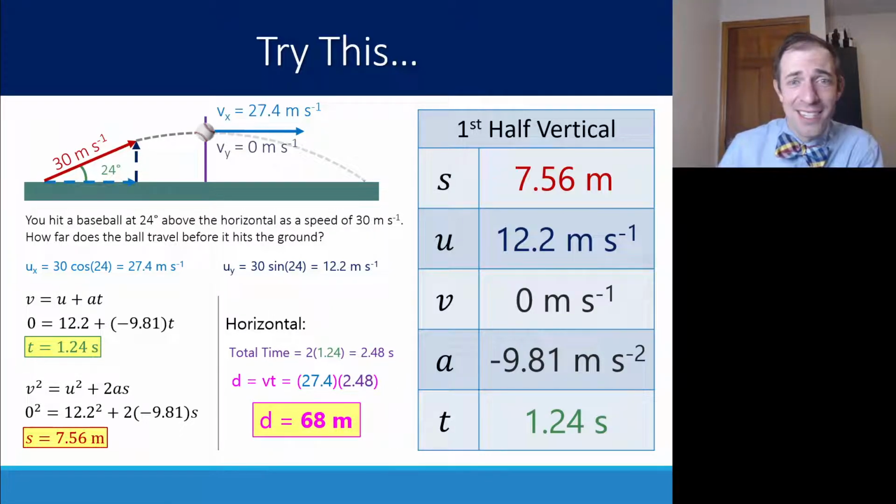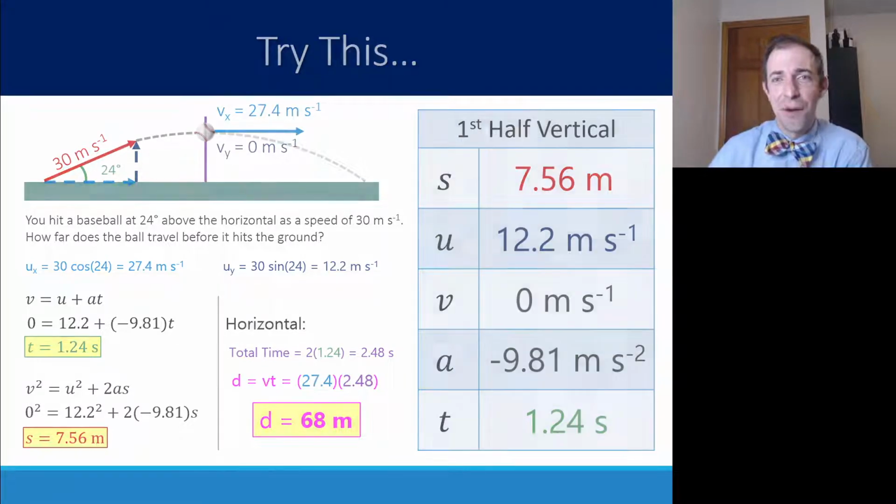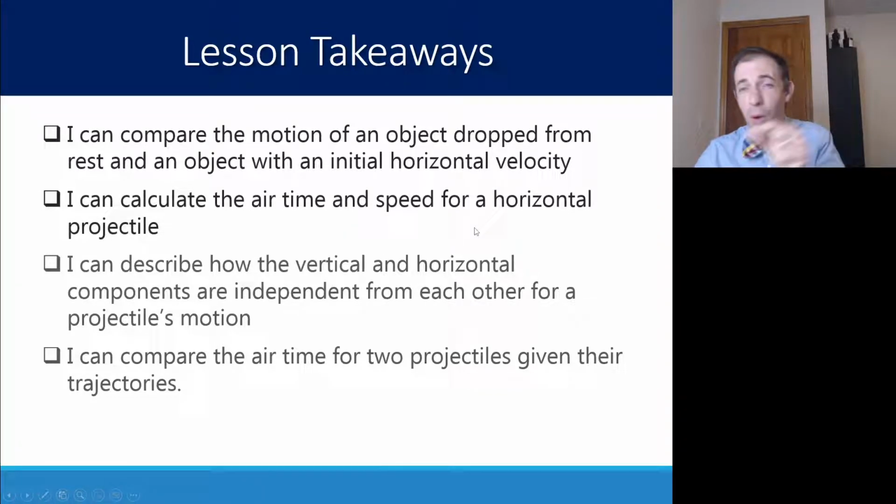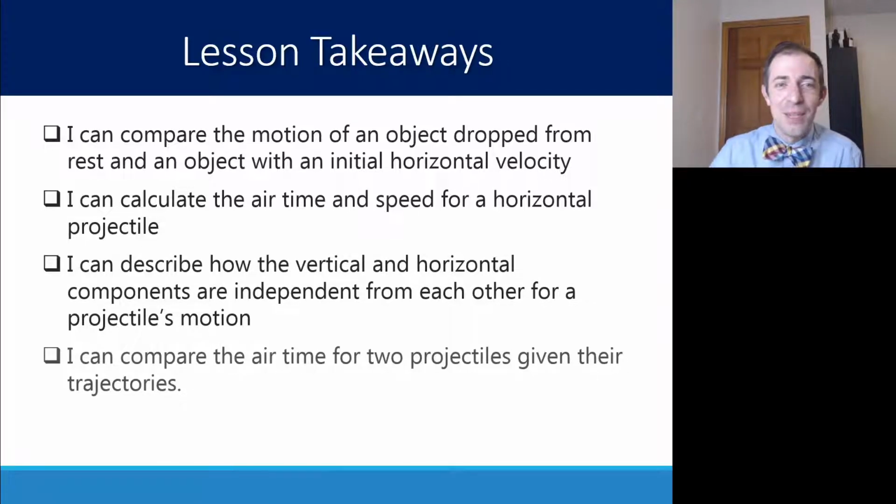All right, that's a lot. That's a lot of things right there. So from this video, you should be able to compare the motion of an object dropped from rest and an object with an initial horizontal velocity. You should be able to calculate the airtime and speed for a horizontal projectile, so one without needing to split up into the vertical and horizontal directions to begin with. And you should be able to calculate the vertical and horizontal components, and then use that to help you calculate and compare the air times for two projectiles given their trajectories.